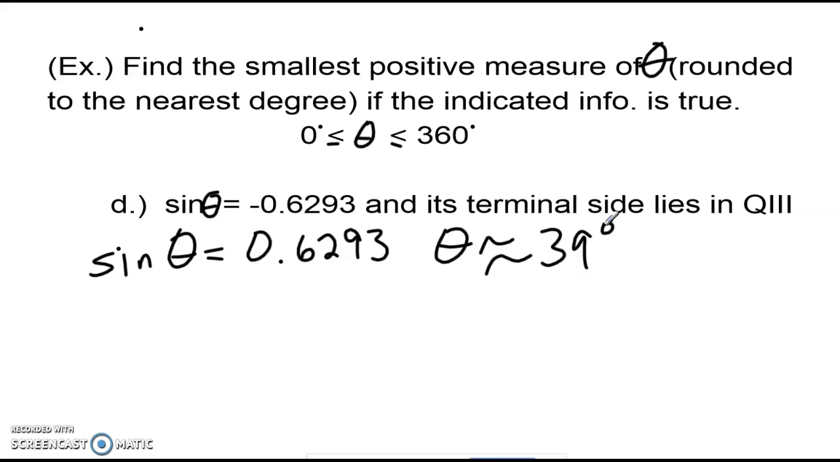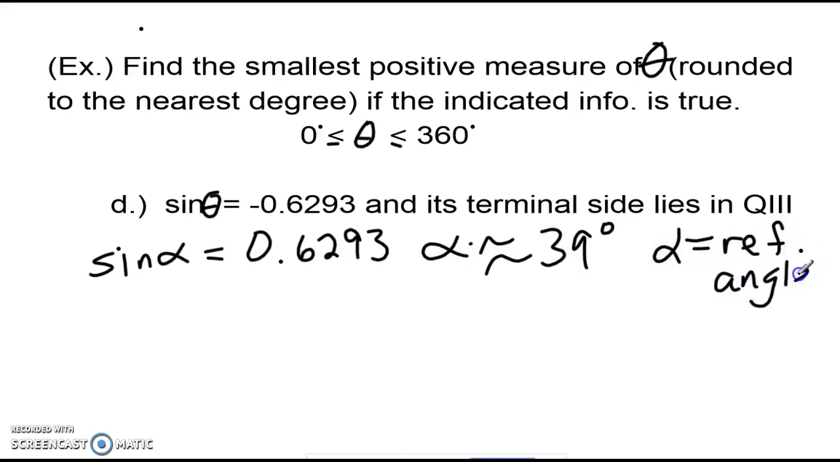Actually, let's change this up. Let's erase that. Because this is our reference angle, let's give it a different angle. Let's call it alpha, because alpha is our reference angle. Because we're trying to find theta, we don't want too many. Theta is not 39 degrees. The reference angle for theta is 39 degrees.